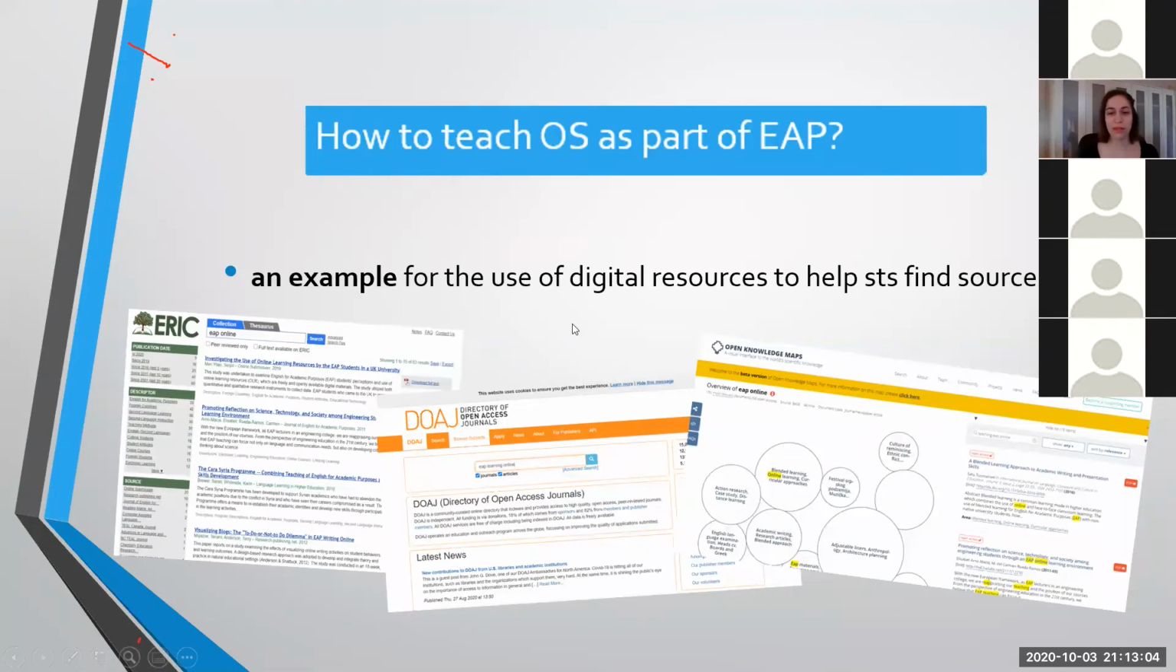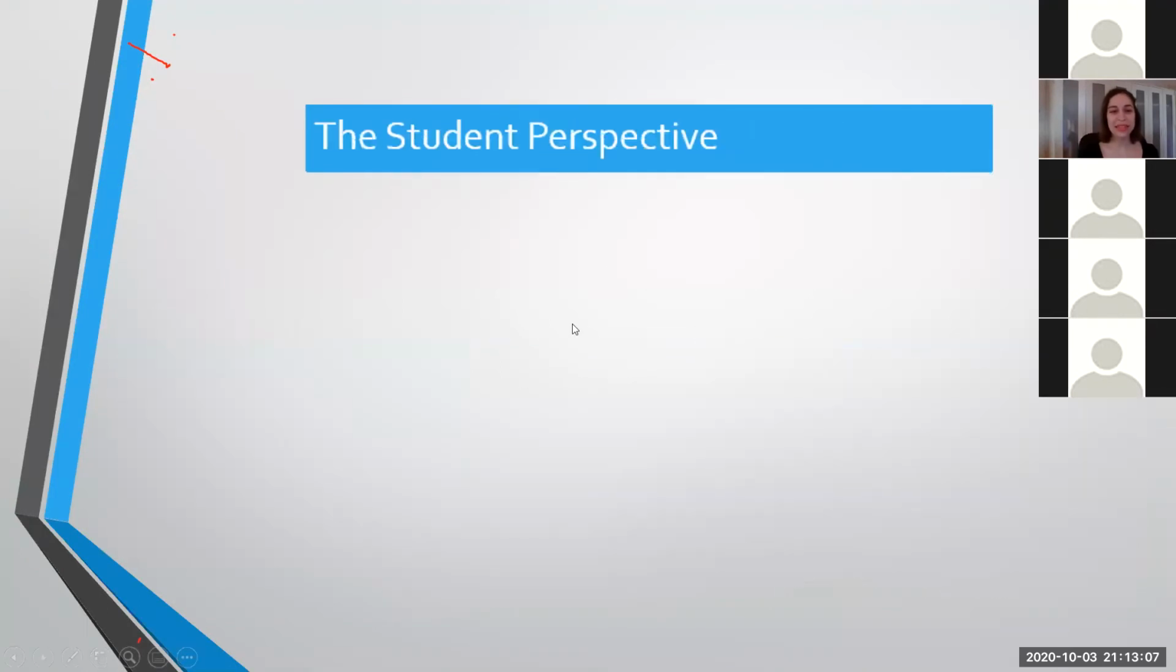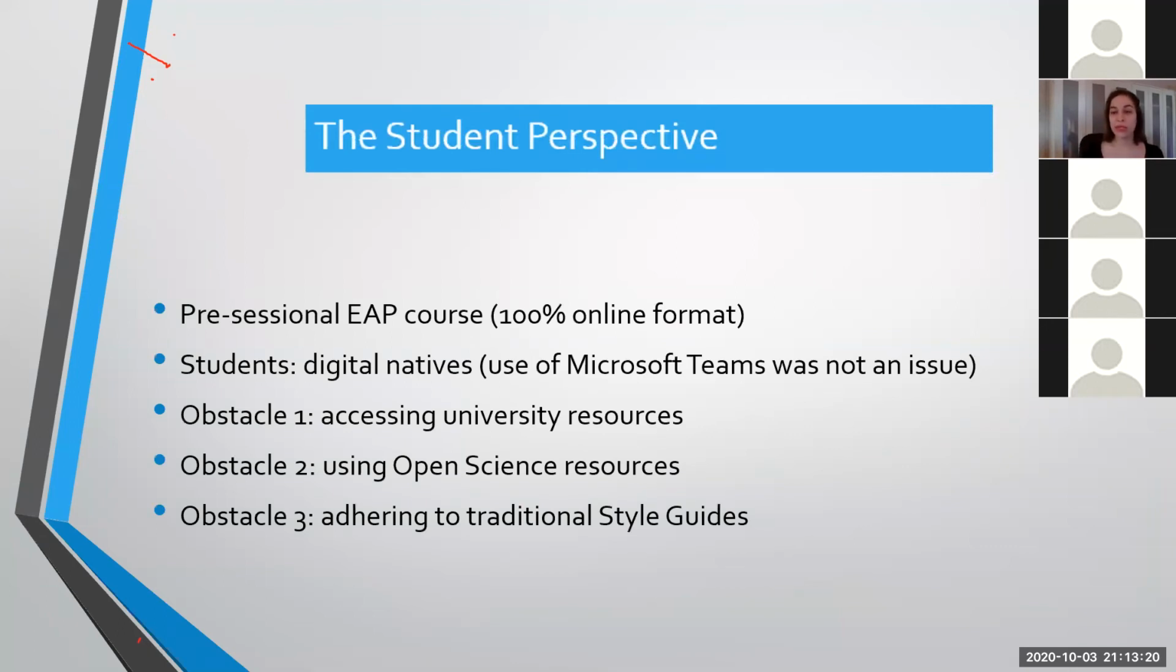All right, so now as promised, I want to discuss the student perspective and why certain things that are simple to us may not be as straightforward to students. So the most recent course that I taught was a pre-sessional EAP course that was 100% taught online due to the pandemic. The students were all digital natives, meaning they basically grew up with technology and the internet. They were completely fine with using Microsoft Teams and Moodle. That was not an issue at all. However, what was an issue were the following 3 obstacles.